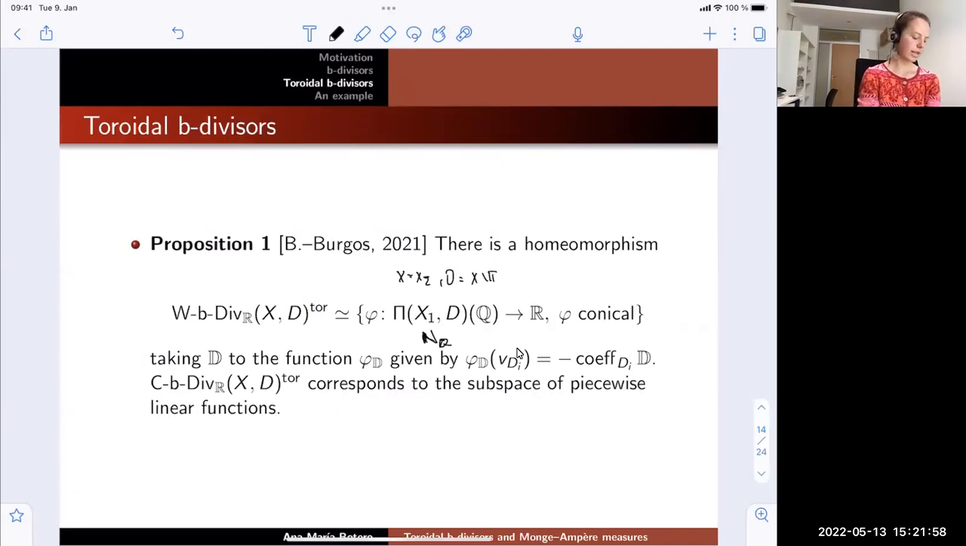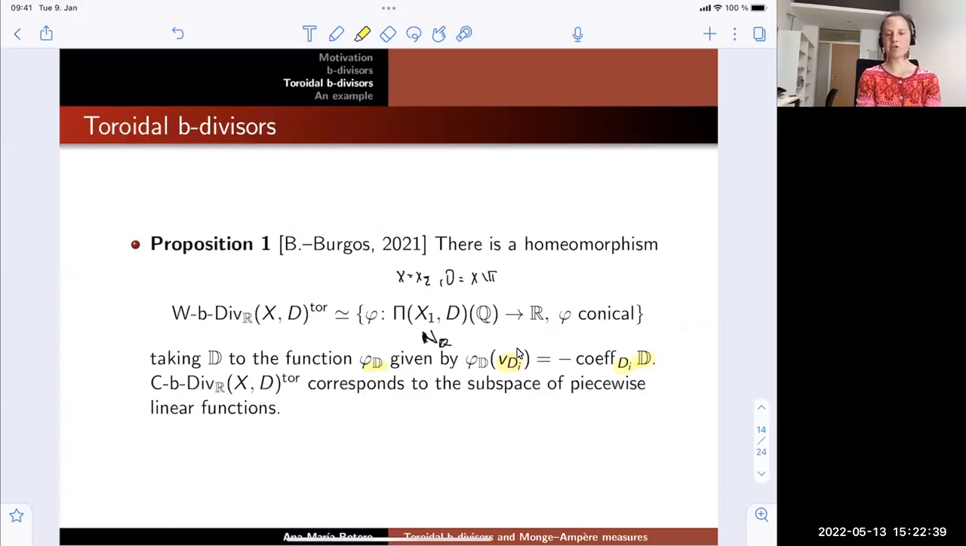And so the homomorphism is defined by taking D, the b-divisor, to the function which is defined by taking such a primitive vector. The primitive vector is going to be associated to a prime divisor on some modification, and then you take the coefficient of your b-divisor along this prime divisor. So this is just a generalization of the typical toric case. And then under this identification, the space of Cartier b-divisors corresponds to the subspace of piecewise linear functions.